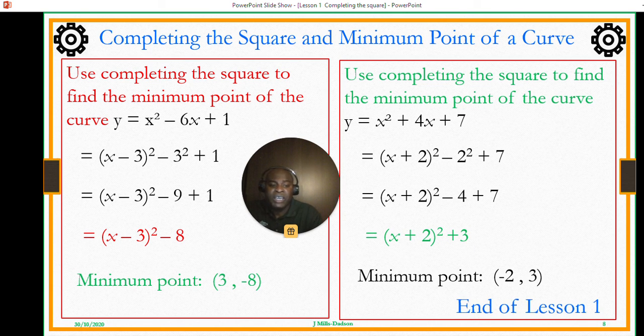And that brings us to the end of our first lesson on completing the square.